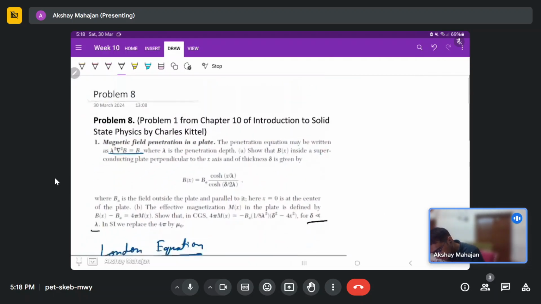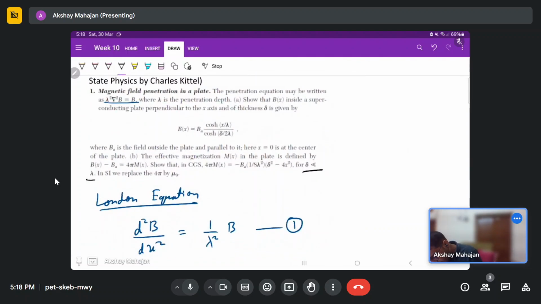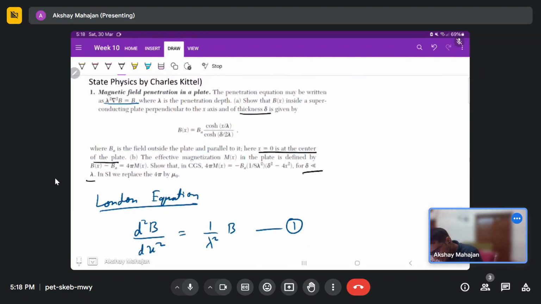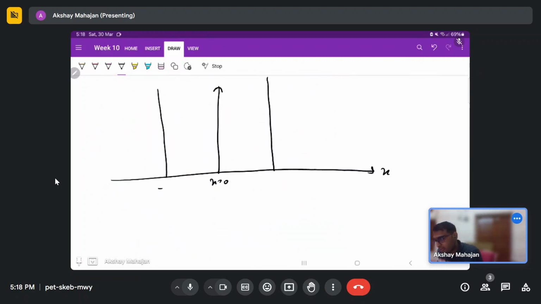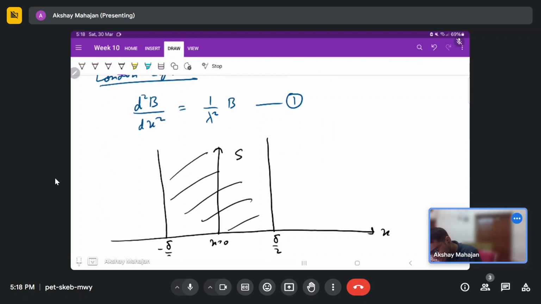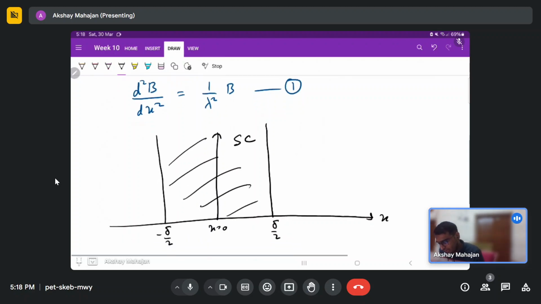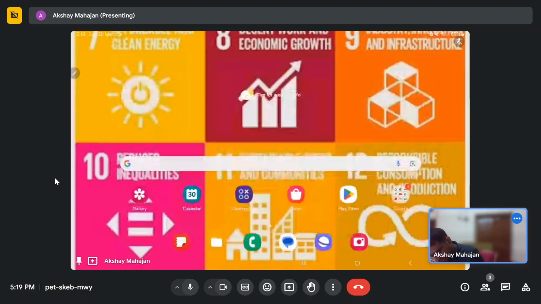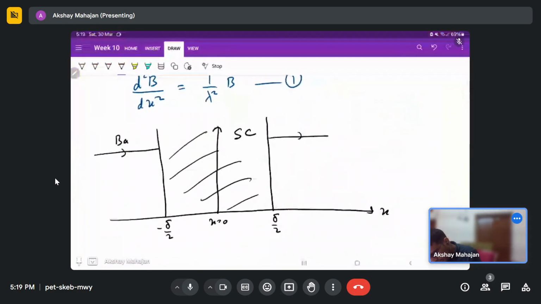It is given that x equals 0 is at the center of the plate, and the plate thickness is delta. So your plate is from minus delta by 2 to delta by 2. This complete region is your superconductor, from x equals minus delta by 2 to delta by 2. Outside this, it is given that you have a magnetic field B_a in this direction, and here also. Along the y-axis you can consider this is your magnetic field.